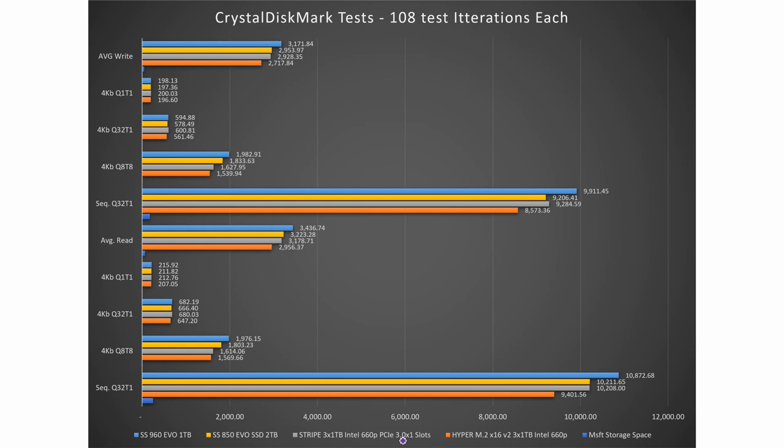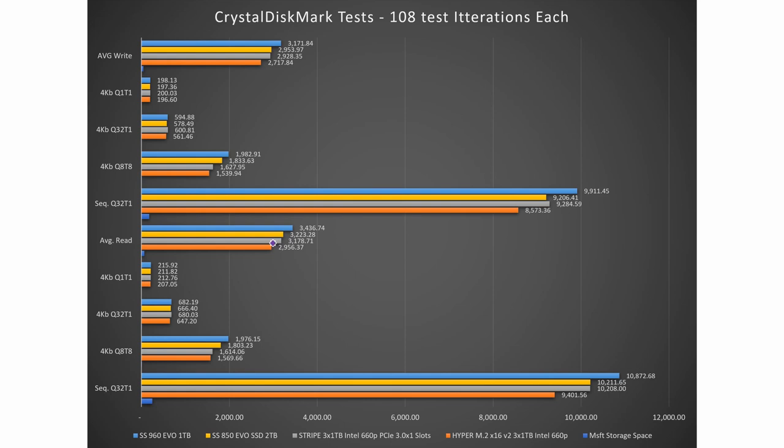And then again, the PCB cards for the X1 slots were around $5 and change, $6 a piece, so another $18. And so really you're looking at around $320 for a 3 terabyte fast solution. And it'd be hard to find a comparable solution in an SSD for $320. So that would be my recommendation, is to stick in this area if you're looking for value.